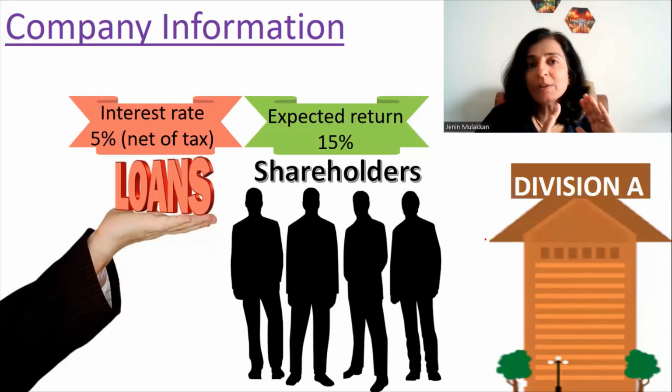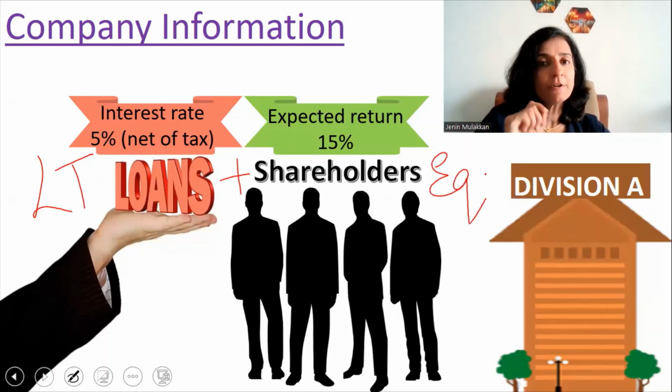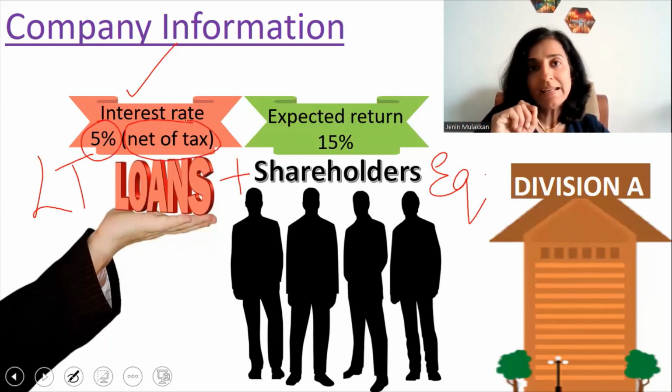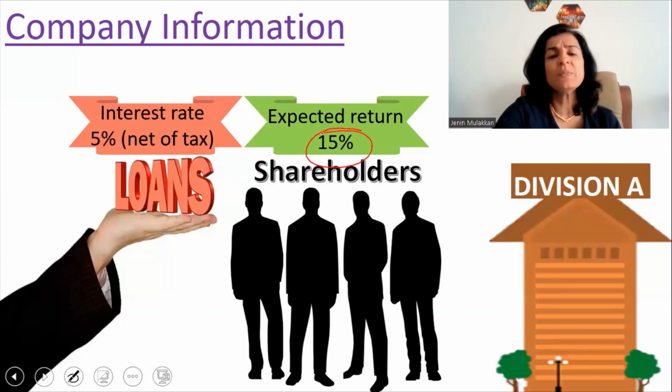The capital employed by any company comprises the long-term loans plus the shareholders' equity. For this company, the interest on loans is 5%, which is taken net of tax, because as you know, interest expense is a deductible expenditure for tax purposes. And the expected return of shareholders is 15%. Now, this expected return is nothing but the dividend expectations of the shareholders, the growth percentage that they see in the company, etc. That is how this figure has been arrived at.